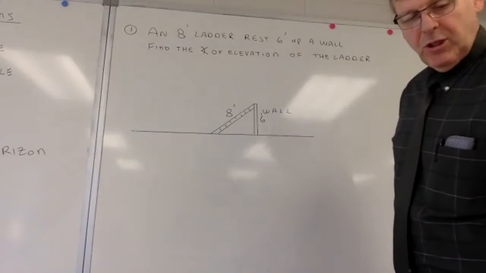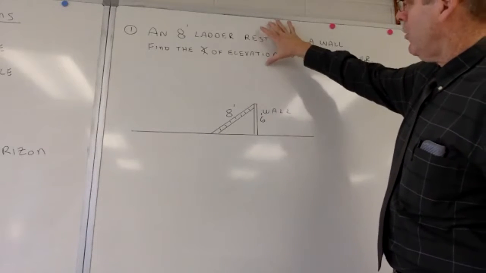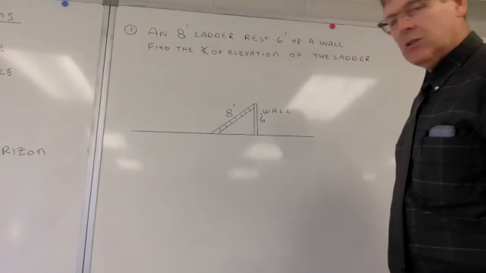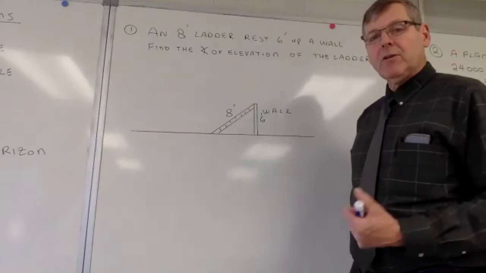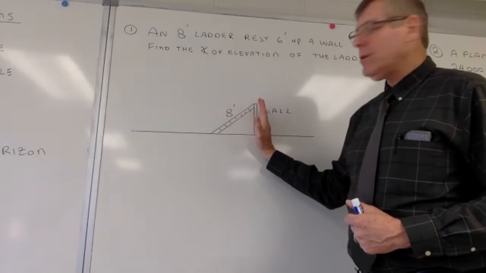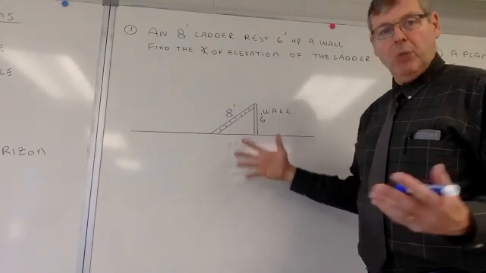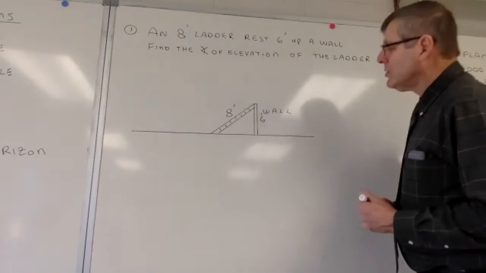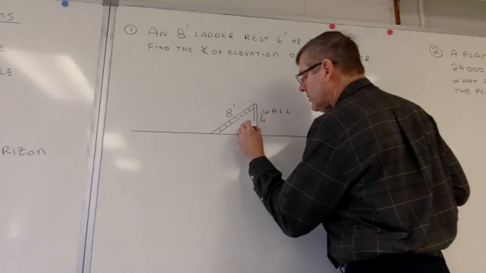Because now step 2, now that I've drawn everything I know about this problem, I sketched it out, and now I have to find the right triangle. We make a very important assumption here. We're going to assume that the wall goes straight up. Most walls do. So we're going to assume that the wall is perpendicular to the ground.